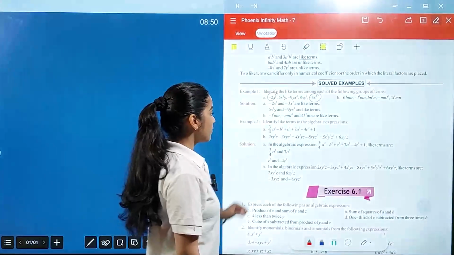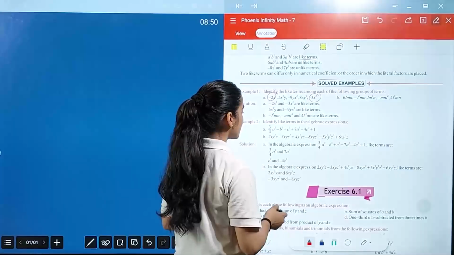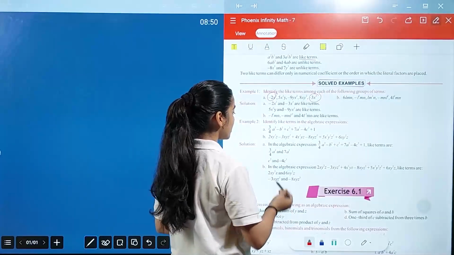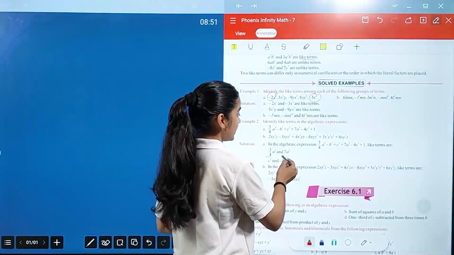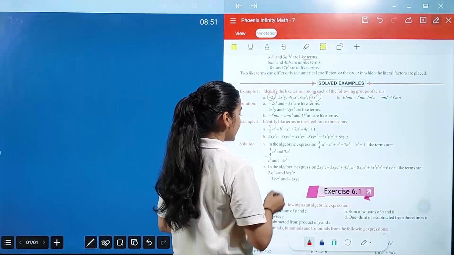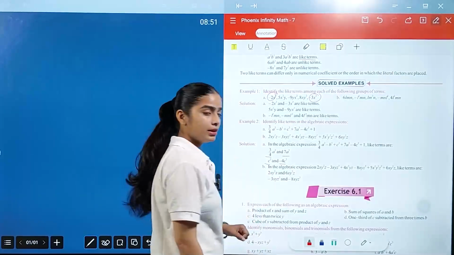Now we have to identify the like terms in the algebraic expressions. Again, we have to follow the same process here. So 3 by 4a square and 7a square are like terms. c square and minus 4c square are like terms.